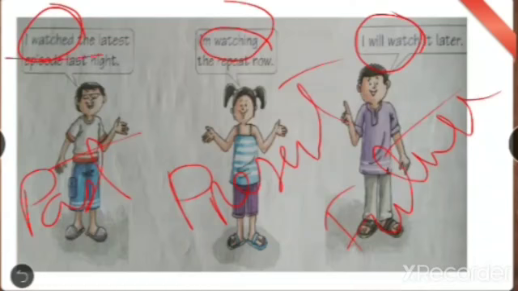Do you see? Watch, watching, watch. So that is a verb. Yes or no? Watching is a verb. Yes. So the verb, they have used it as a past tense, they have used it as a present tense, and they have used it as a future tense. Okay.